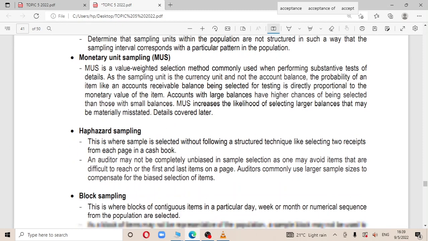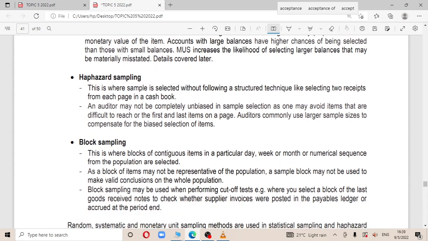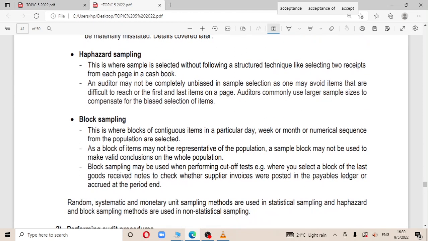Then you have haphazard sampling. This is non-statistical. You don't follow any order. You just pick any item you find there haphazardly, just using your skills, your techniques, without using probability.